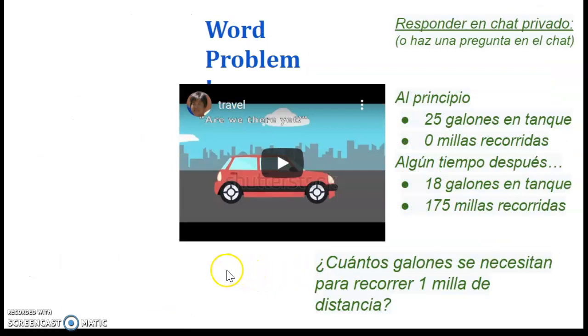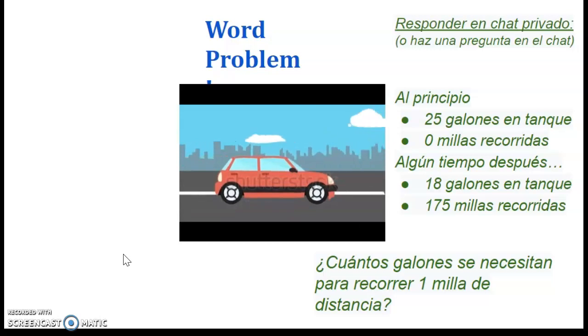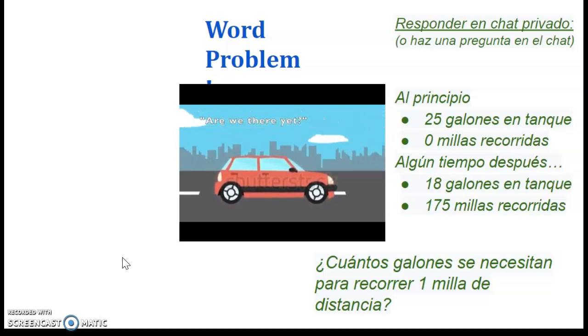All right, so let's start with a word problem that is similar to what we did last lesson. There is a car moving. The word problem is going to be related to driving. Okay, and are we there yet?